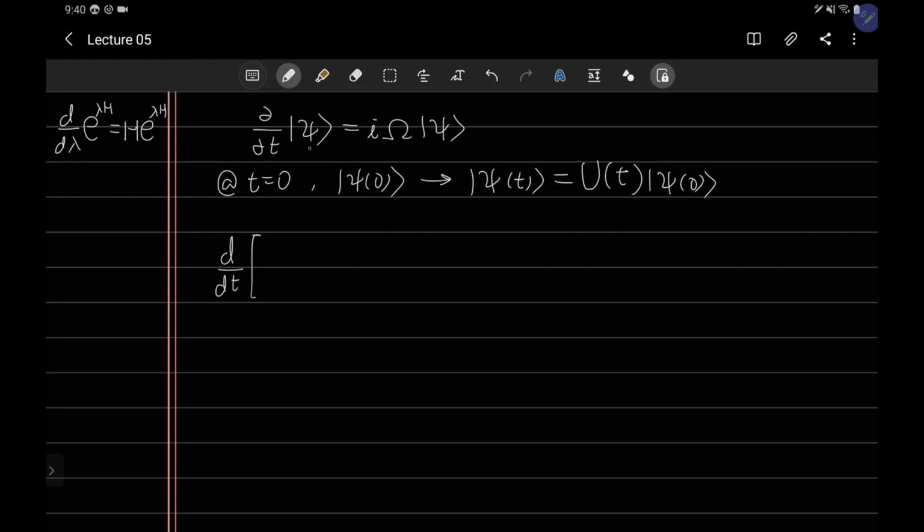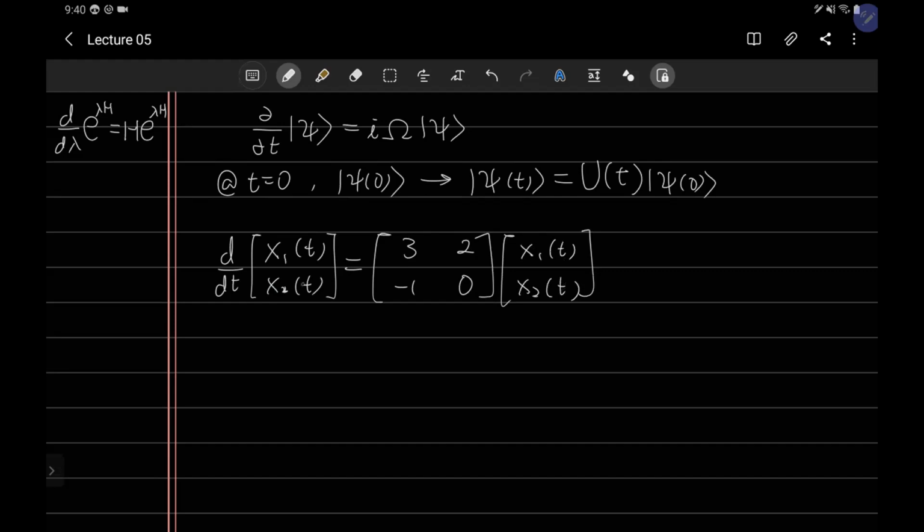So let's say that this vector is some column vector, which I can just say is x1 and x2, and let's say that we have some matrix with this one. The time derivative is connected to the current vector space state through some matrix. Then how can we solve this problem?